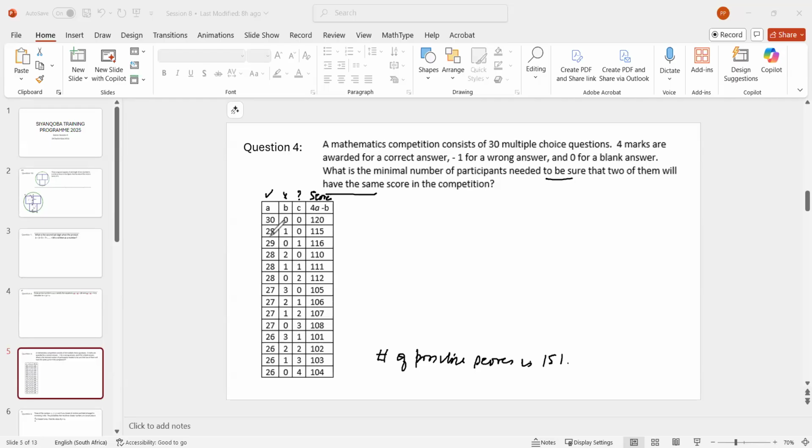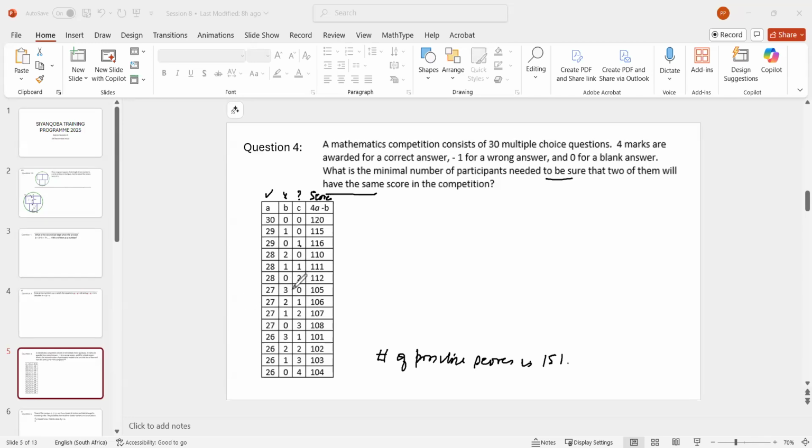Right, now I'm going to take all the possibilities. If there are 29 correct, then you can have 1 0 or 0 1 to make up 30. And these will be the scores, 115 and 116. I'm not going to calculate it, but you can check it out. Now, if you got 28 correct, then you could have two incorrect and no guesses, one incorrect and one guess, or none incorrect but two guesses, in which case there are three possibilities here, and these are the scores that you can get.